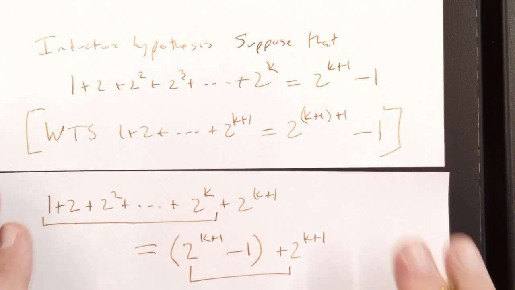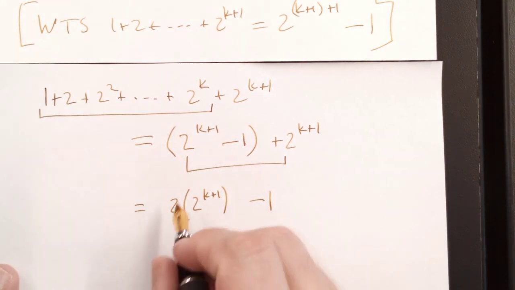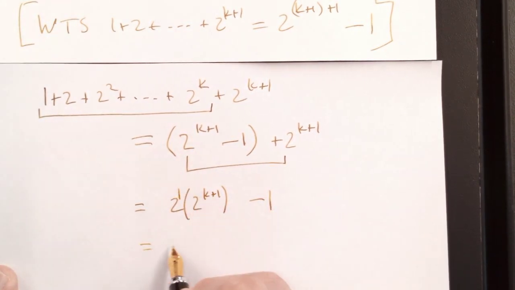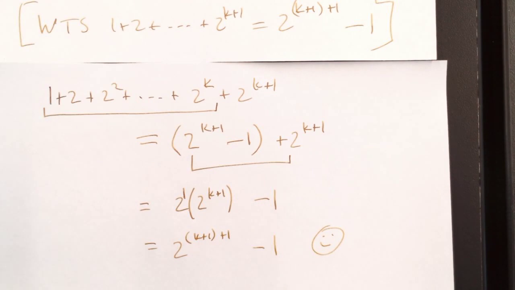I rearrange. Though that's two of the same thing. So it's two of them. Wait a minute, I got 2 times a power of 2. What do I do with the powers? Just add 1 because it's 2 to the 1 times 2 to the k plus 1. And the rule is you can add the next thing. And that's where I wanted to be, isn't it?